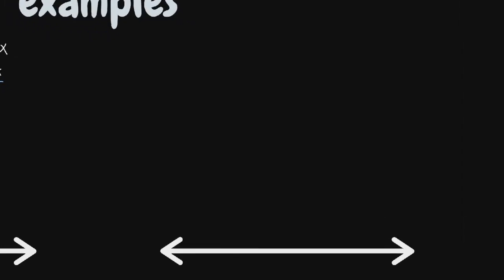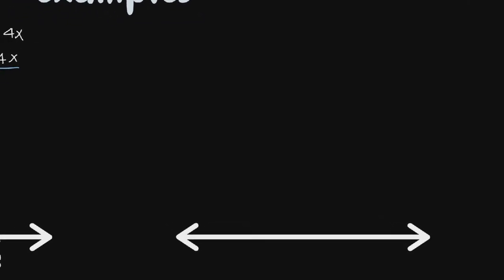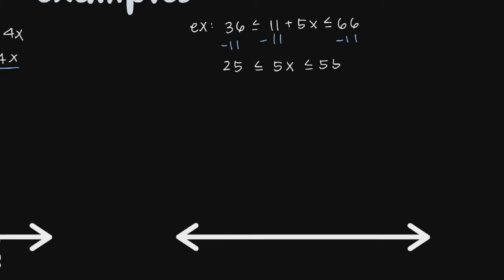Okay, so the next example, we have 36 is less than or equal to 11 plus 5x is less than or equal to 66. So this is an "and" inequality, and we're trying to isolate x in the middle here. To get that by itself, we have to subtract 11 on all sides first. So then we get 25 is less than or equal to 5x is less than or equal to 55.